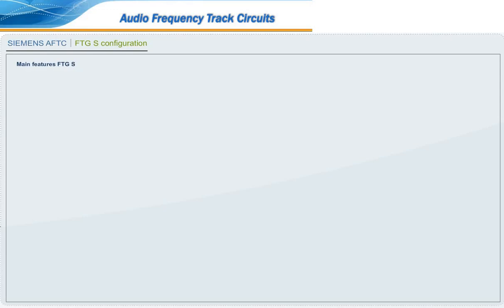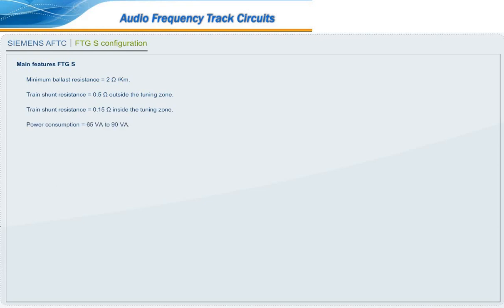Main features of FTGS. Minimum ballast resistance equal to 2 ohm per kilometer. Train shunt resistance equal to 0.5 ohm outside the tuning zone. Train shunt resistance equal to 0.15 ohm inside the tuning zone. Power consumption equal to 65 volt ampere to 90 volt ampere.